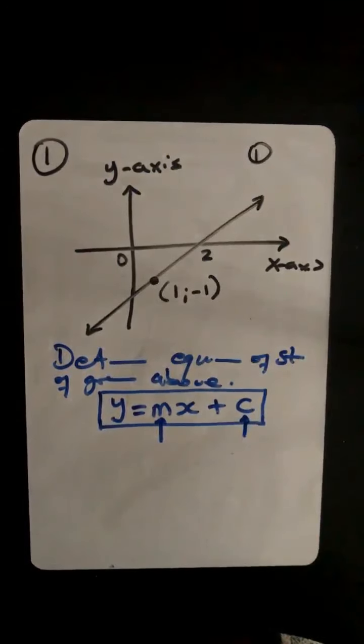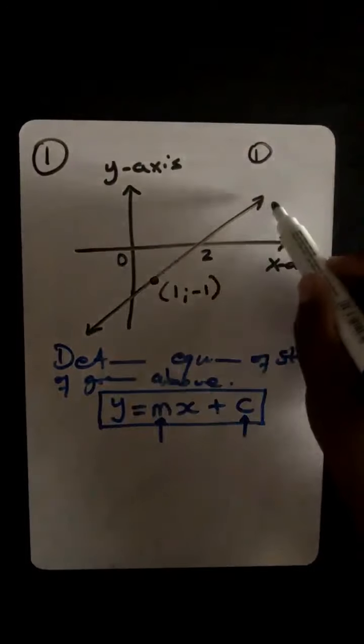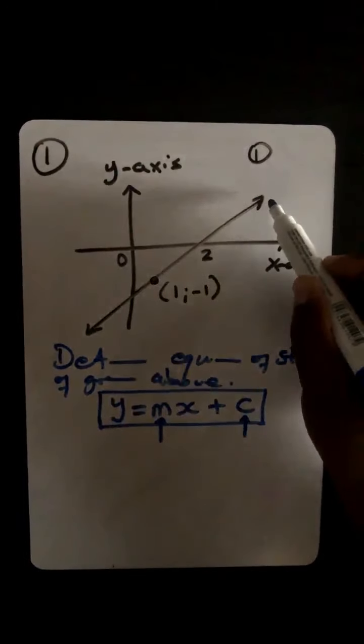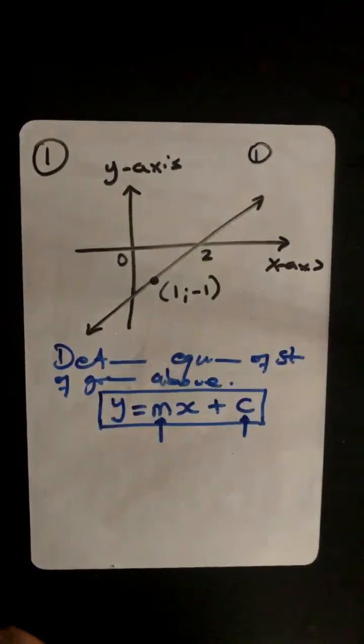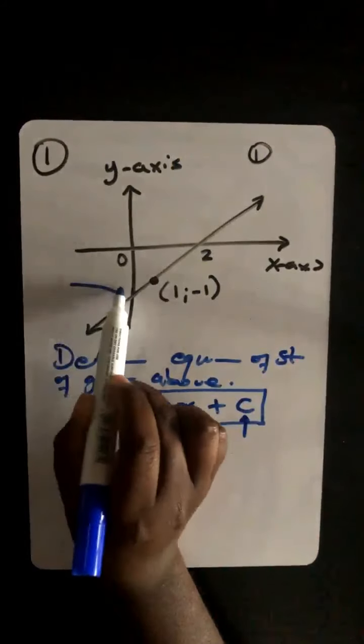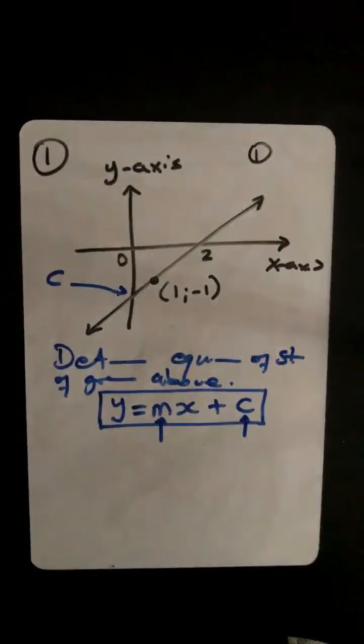Remember, your C value is the y-intercept. What is the y-intercept? That is the point where your straight line touches or cuts the y-axis. So on the graph, where is that C value? This is that C value. Very, very important, ladies and gentlemen.